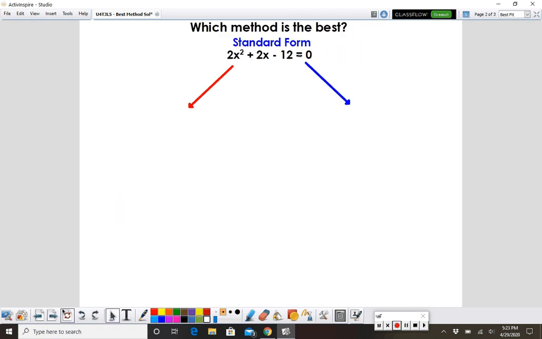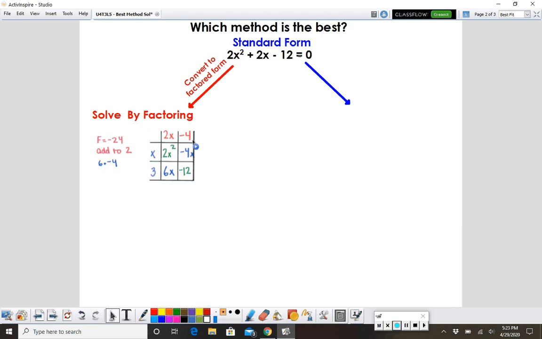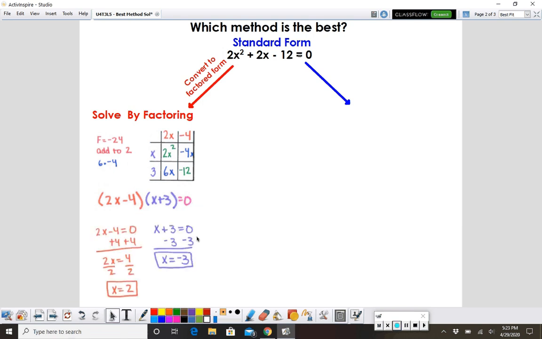So let's look at a couple of examples. Here we have a standard form equation. So one of our options for the standard form equation is going to be to solve it by factoring. So when you solve by factoring, this is when we use our box method. You got to find your factors of -24. Remember, you multiply your a times your c values, and they need to add up to your middle term. So once you have your box completed, our factored form is 2x minus 4 times x plus 3. Remember, this all equals 0. You take each factor, make it equal to 0, and then solve the 2 separate equations.